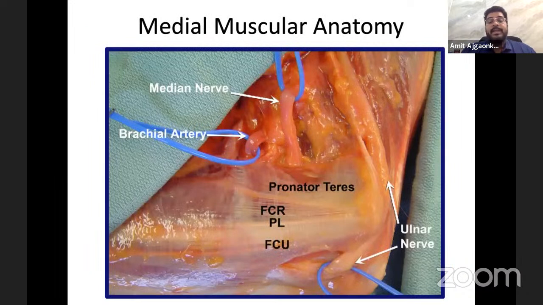The medial muscular anatomy, one needs to know, and this is the common flexor origin from the medial epicondyle, pronator teres and all the flexor group of muscles and tendons. You have to always remain below the pronator teres, so that the only nerve that you get is the ulnar nerve for dissection on the medial side. You avoid all the anterior and the anteromedial complexes.